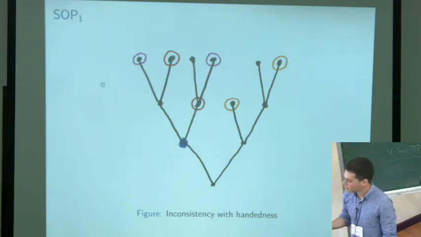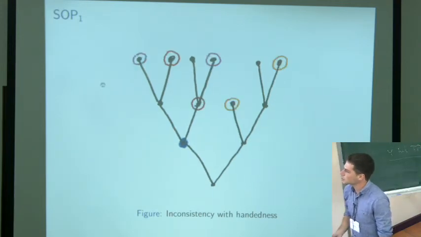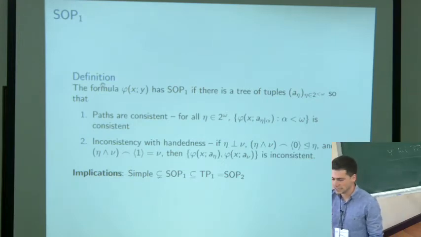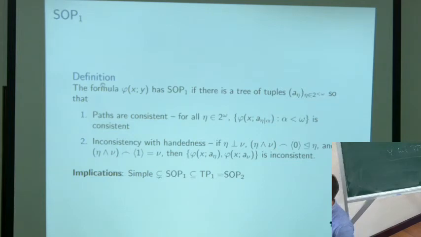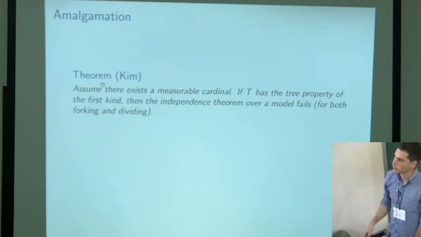But it turns out that it'll be equivalent to a very natural statement about amalgamation of types, which is perhaps surprising. OK, so what do we know? We know that simple is contained in NSOP1, which is contained in NTP1, which equals SOP2. OK, so let me go back to simple theories for a moment.